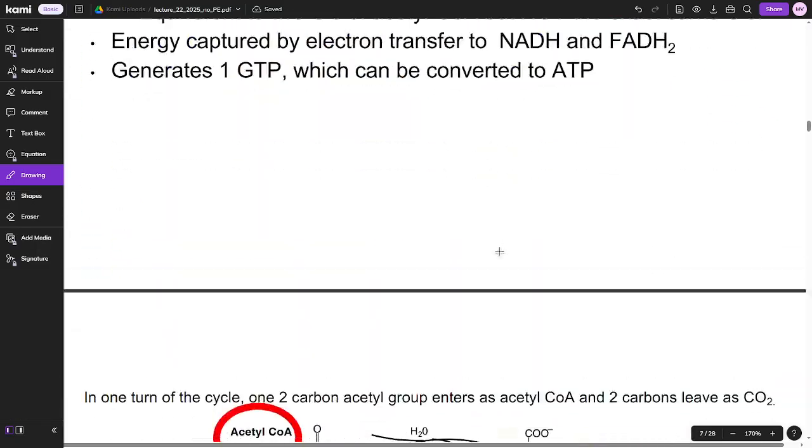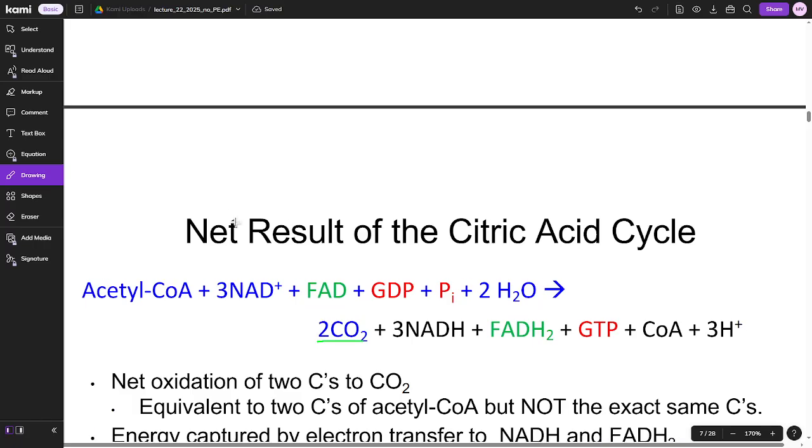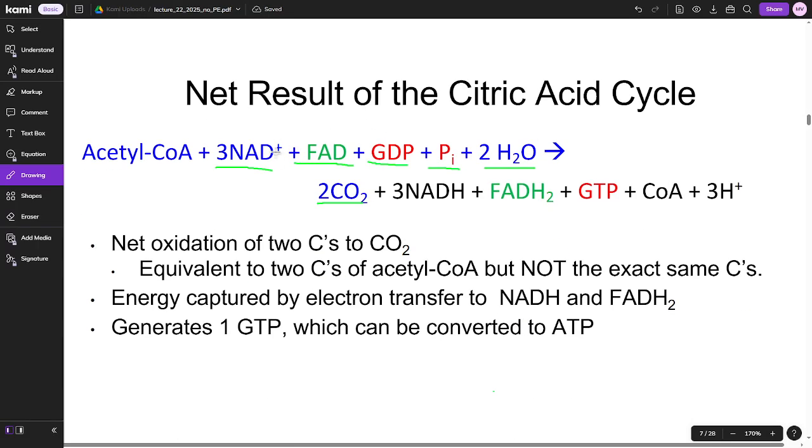So, this is just what the equation is, right? You have 3 NAD pluses being used, so isocitrate dehydrogenase, alpha-ketoglutarate dehydrogenase, and malate dehydrogenase. You have succinate dehydrogenase for this, succinyl-CoA synthetase for GDP and Pi, and then you've got fumarase for the water. That's where all these reactions end up using these substrates. And of course, acetyl-CoA, right?